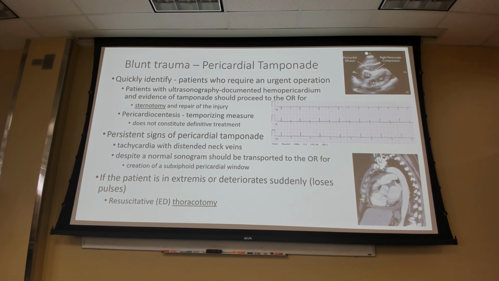Yeah, so they're unstable at that point. They have hypotension, muffled heart sounds, JVD. We need to consider that they might have a tamponade, and we need to get them to the operating room immediately. Some of the things we can do in the meantime, as a temporizing measure, is a pericardiocentesis.